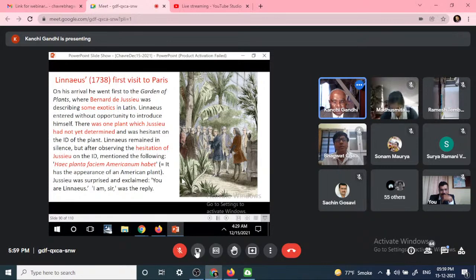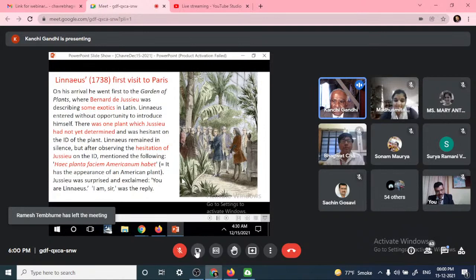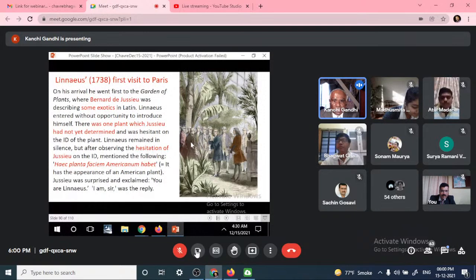Before returning to Sweden, he wanted to go to Paris and meet the Jussieu brothers, famous botanists at that time. So information was already sent to the Paris garden that Linnaeus was going to meet them. When Linnaeus went to the garden, Jussieu was giving a demonstration to a group of local people about different plants growing in the garden. When Linnaeus saw that, he didn't want to disturb Jussieu, so he also stood behind the other people.